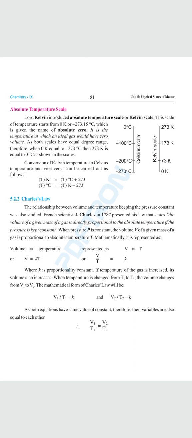The mathematical form of Charles' law will be V1 over T1 is equal to K and V2 over T2 is equal to K. Because both equations are equal to the same constant, they will be equal to each other, and we can write it as V1 over T1 is equal to V2 over T2. This is the concept of Charles' law, the relationship between volume and temperature at constant pressure.